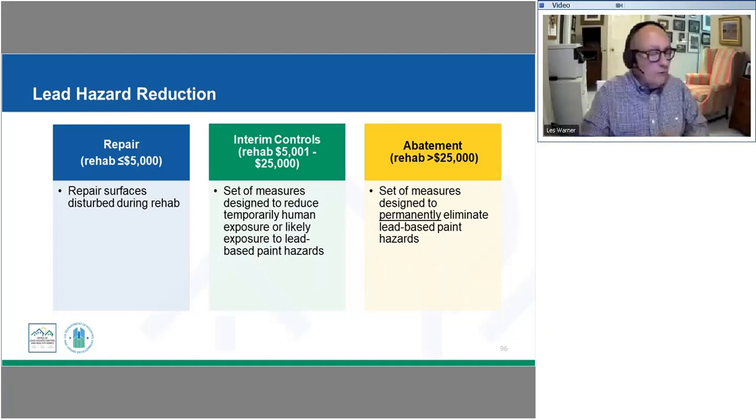And then, I'll note, when we talk about encapsulation, so I talked about paint stabilization, encapsulation is not just painting over with some latex paint that doesn't include lead. We have special encapsulant materials that can be used that further harden that surface to be able to protect from that. And then we're going to be talking about abatement in just a minute, where we have measures put in place to permanently eliminate those hazards.